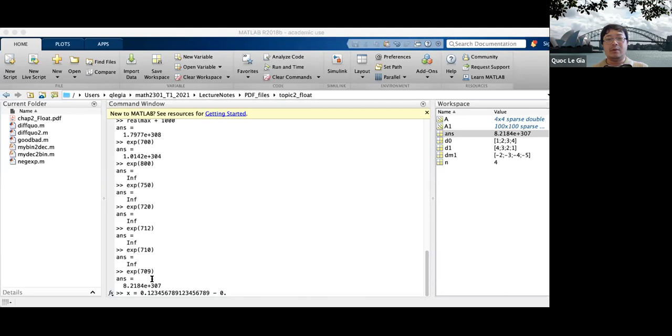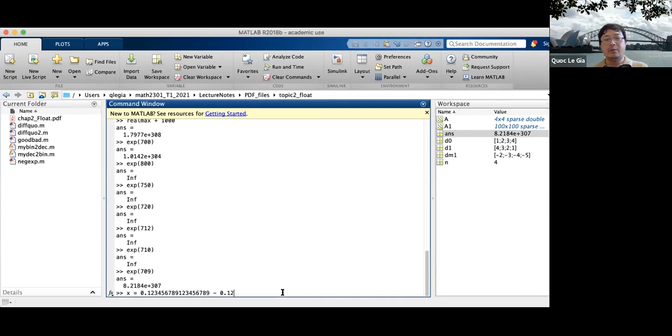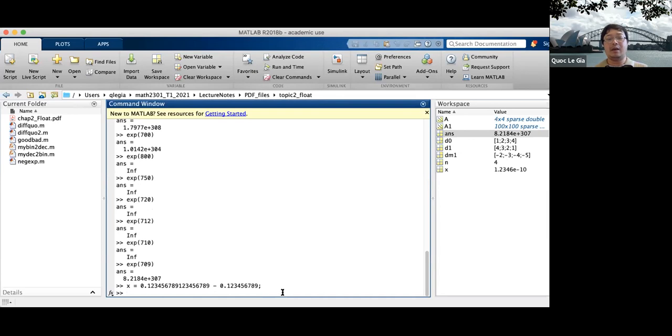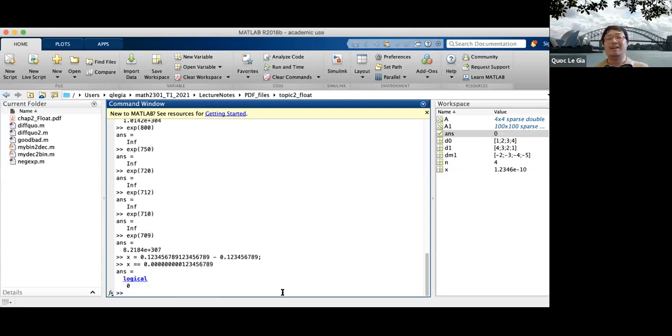What is the question? So I just type in 1, 2, 3, 4, 5, 6, 7, 8, 9. Then now I say that x is equal to 1, 2, 3, 4, 5, 6, 7, 8, 9. The answer is 0. It's not true.